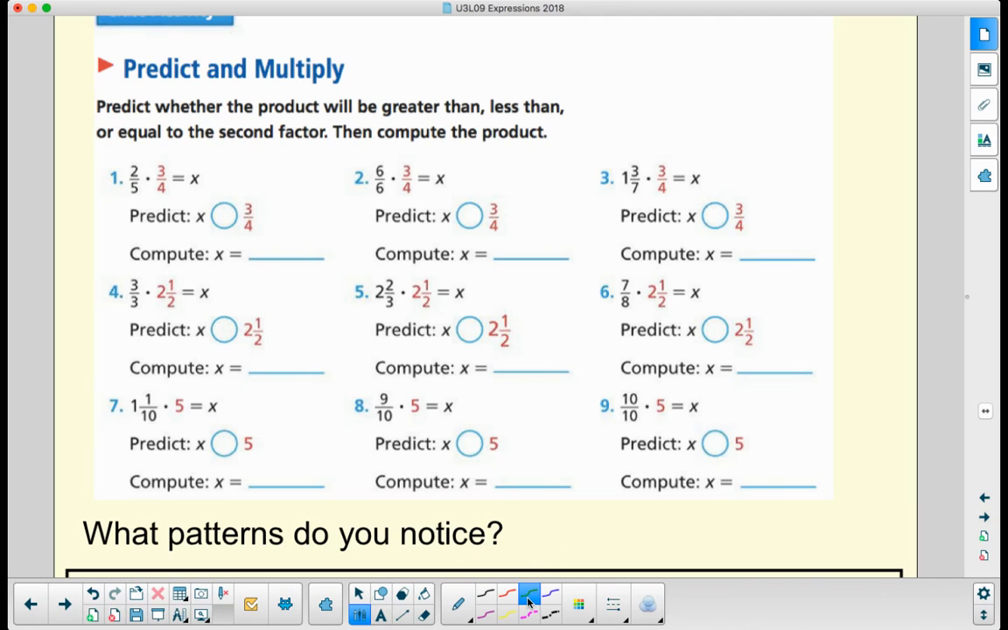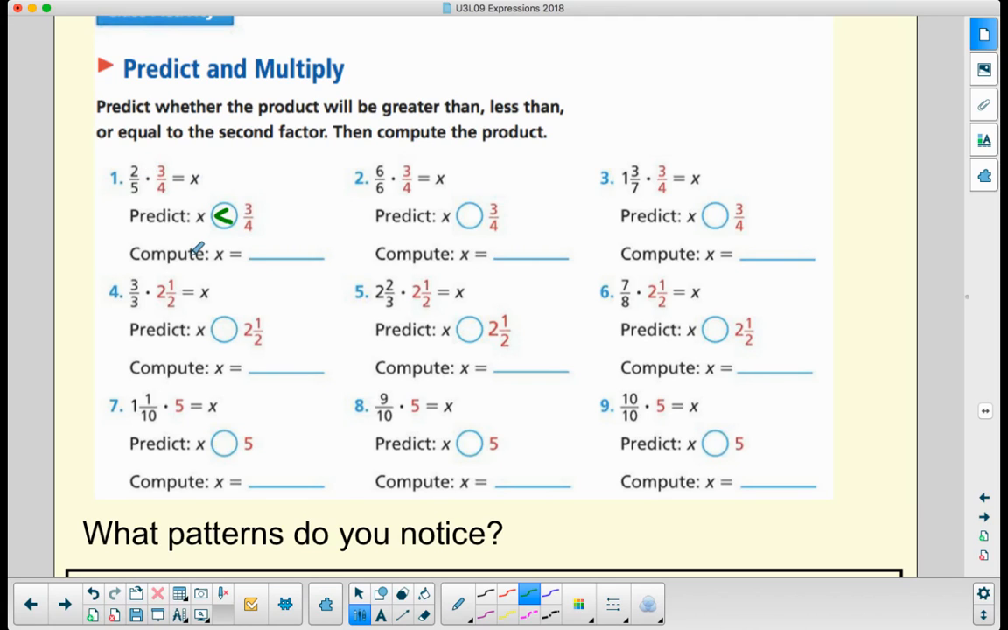So number 1, here's my thinking. 2/5 multiplied by 3/4 equals something. Predict what x is going to be: greater than, less than, or equal to 3/4? Well, x to me is going to be less than 3/4 because I'm taking 2/5 of the 3/4. I'm not taking the whole thing. I'm taking less than the whole 3/4.